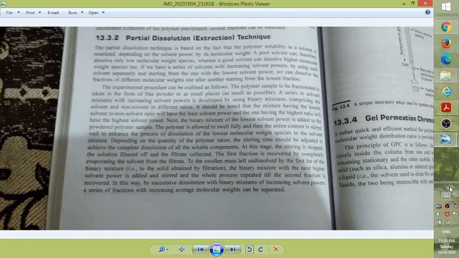So that's it. Now gradient dilution technique. Gradient dilution technique and gel permeation chromatographic techniques, these two are your assignments.